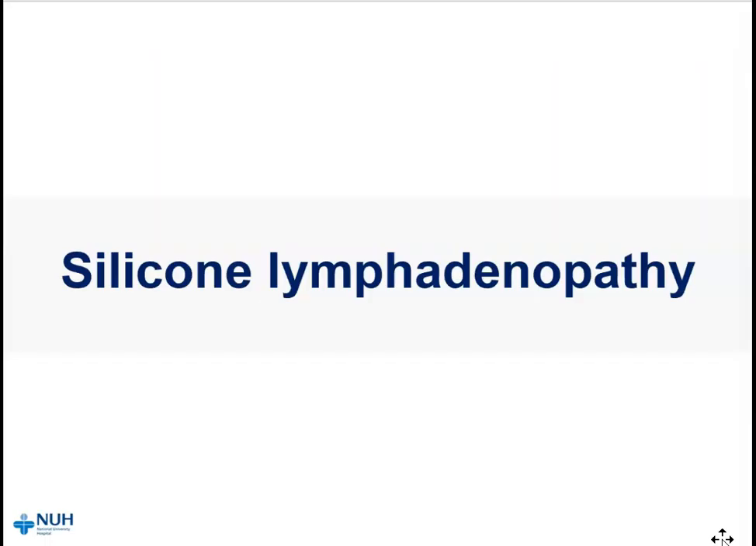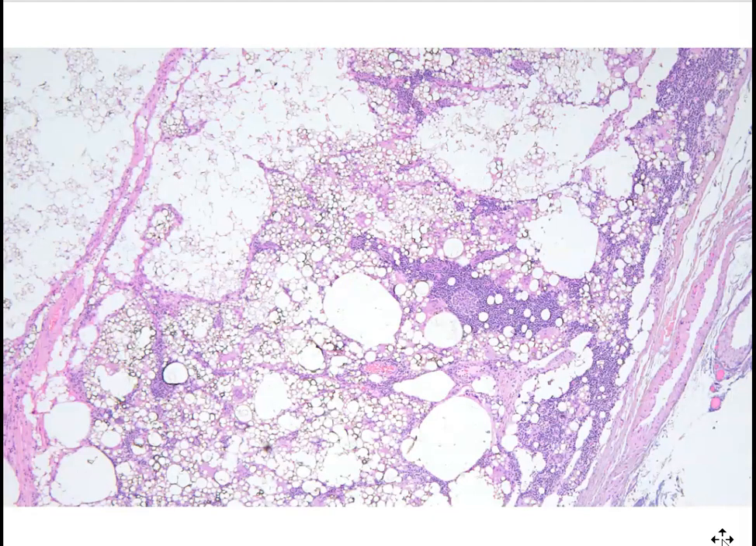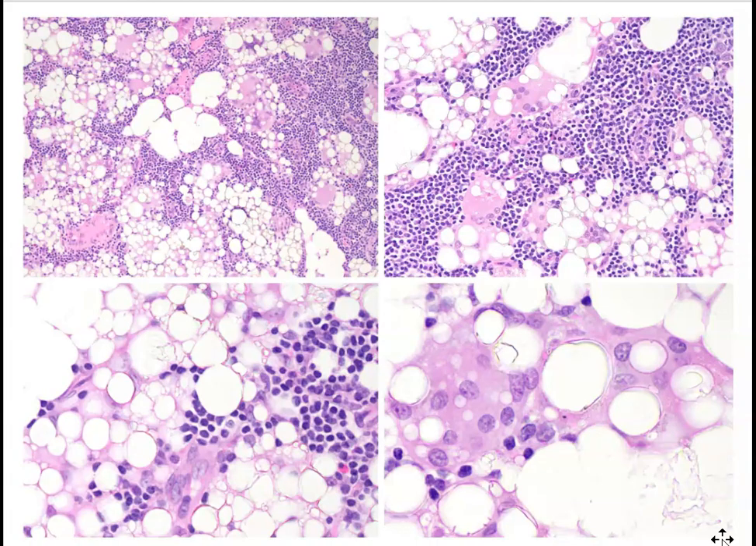Next, we consider silicone lymphadenopathy. This is a form of foreign body granulomatous lymphadenitis. At low power, lymph node architecture is altered, showing large empty spaces with residual nodal tissue containing remnant lymphoid follicles. The lymph node is replaced by aggregates of foam cells with bubbly cytoplasmic vacuolation. Occasional aggregates of epithelioid histiocytes are seen, and on careful examination, you may see refractile material focally.